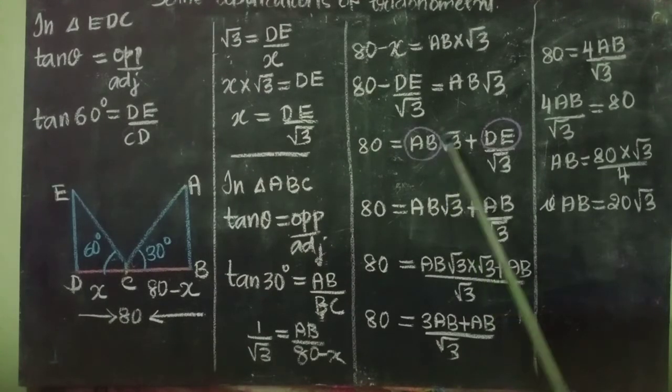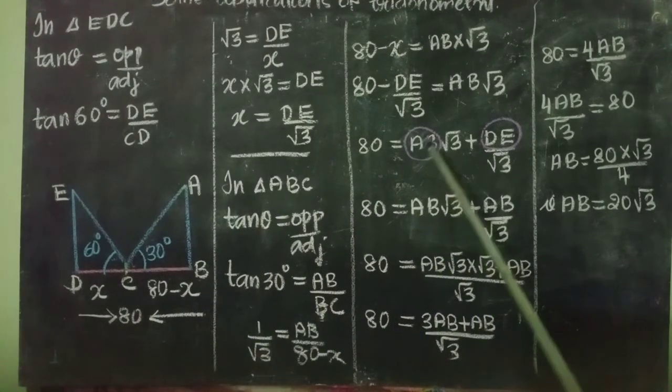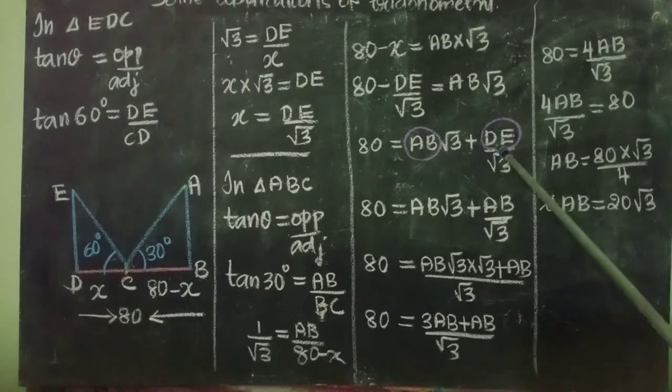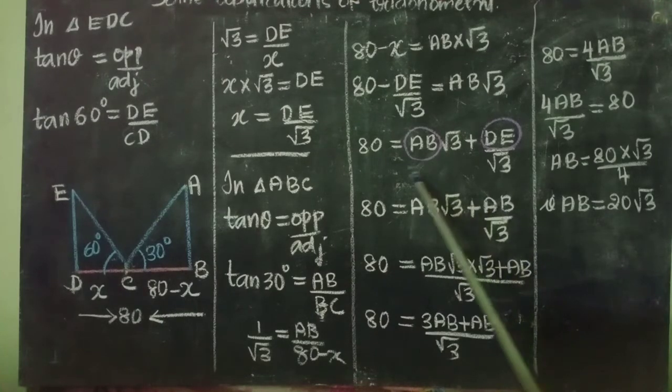Now we know this AB and DE, they are the poles. In the question it is given the poles have equal heights. Therefore this AB and DE are equal. So this DE we can replace by AB. So we get 80 equal to AB root 3 plus AB by root 3. Let us cross multiply here. We get 80 equal to AB root 3 into root 3 plus AB, whole divided by root 3.